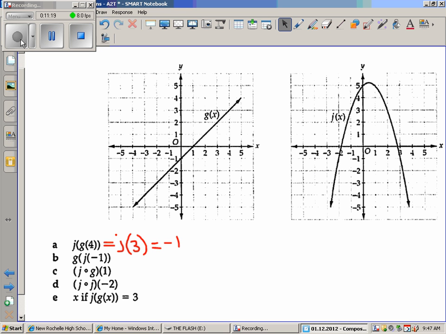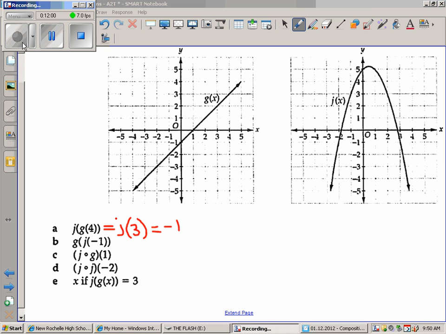Okay, all right. So here we go. G at 4. So we find G at 4. G at 4 is 3. Right? So instead of saying G at 4, I say 3. And then, since we're subbing G of 4 out, we're saying 3, then you find J at 3. J at 3 is -1. How do I get 3? G at 4 is 3. Okay? Okay. All right.